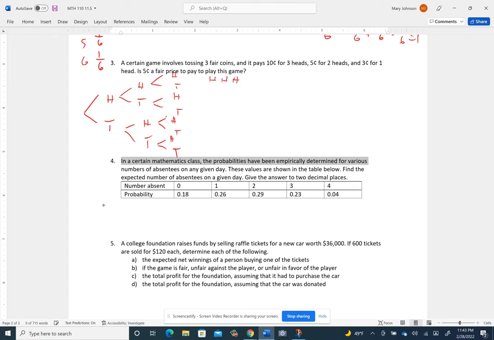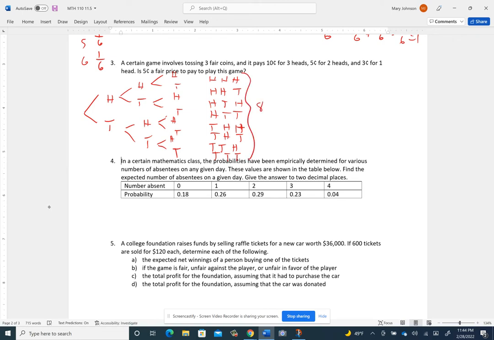We could get all heads. Let me just go ahead and follow the branches and write down all the possibilities here. Okay, let's see. THT, TTH, and then TTT. All right, so those are all the possibilities. There's 8 of them, right?